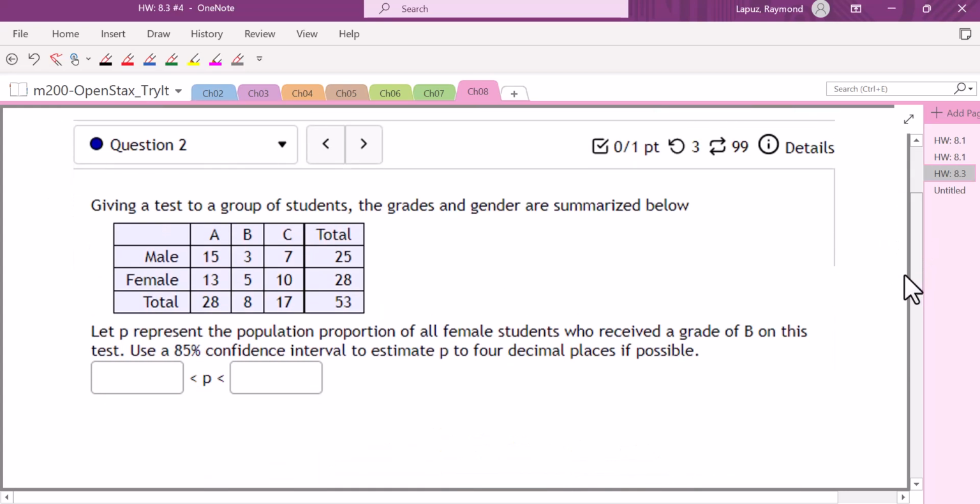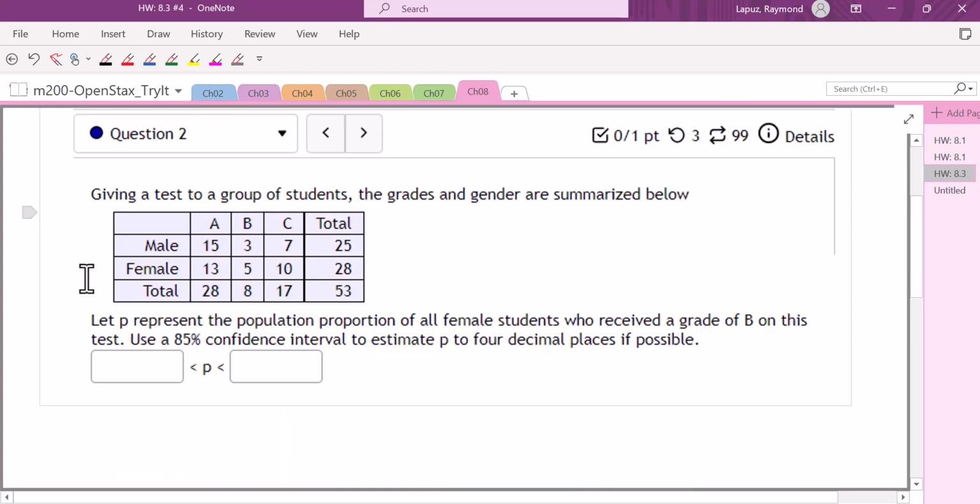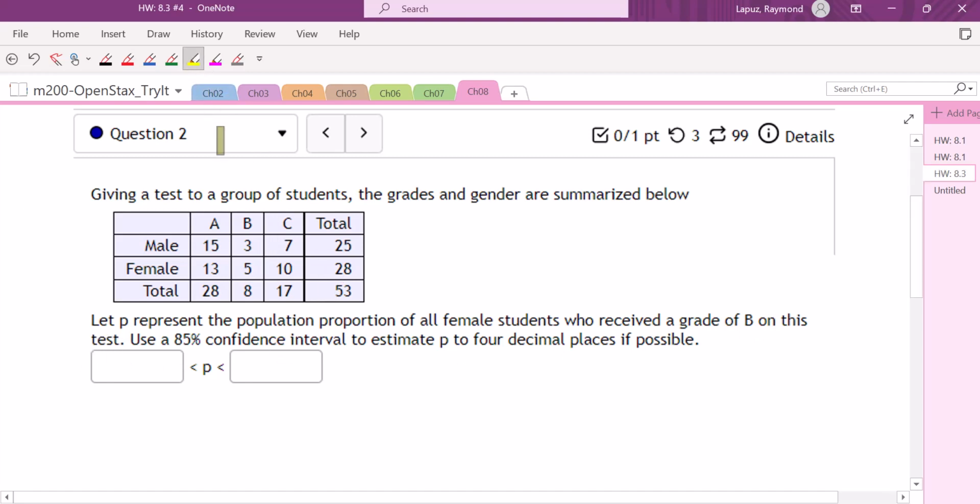In this problem, they're asking us to take a look at this contingency table and find a confidence interval for a proportion, where P represents the population proportion for all female students who receive a grade of B on this test. So we're not looking at the grand total. We are only looking at the female students. So this is really what we're concerned about.